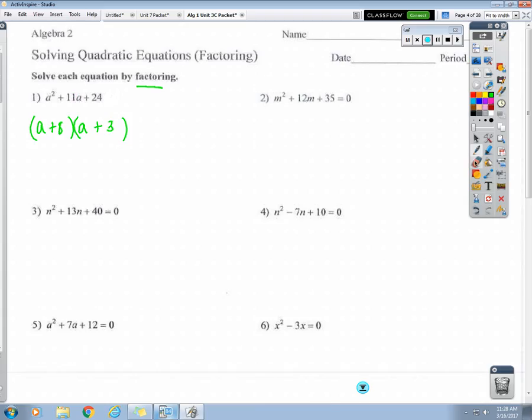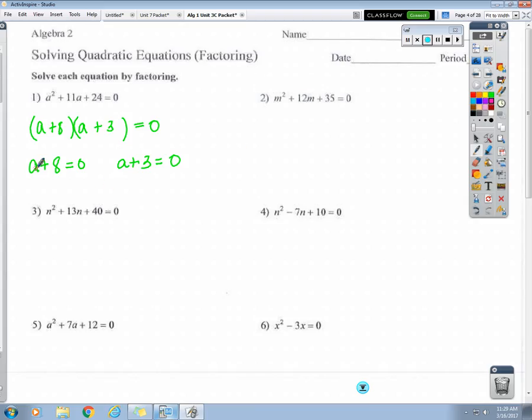However, on today's work, they didn't just say factor. They said solve, which is why it said equal to 0. So the next step is actually easier than that step. You're going to take each of those factors, and you're going to set both of them to 0. Okay, see how I just took the a plus 8, set it equal to 0. The a plus 3, set it equal to 0. Now I just need to solve them. Well, these are easy equations to solve.